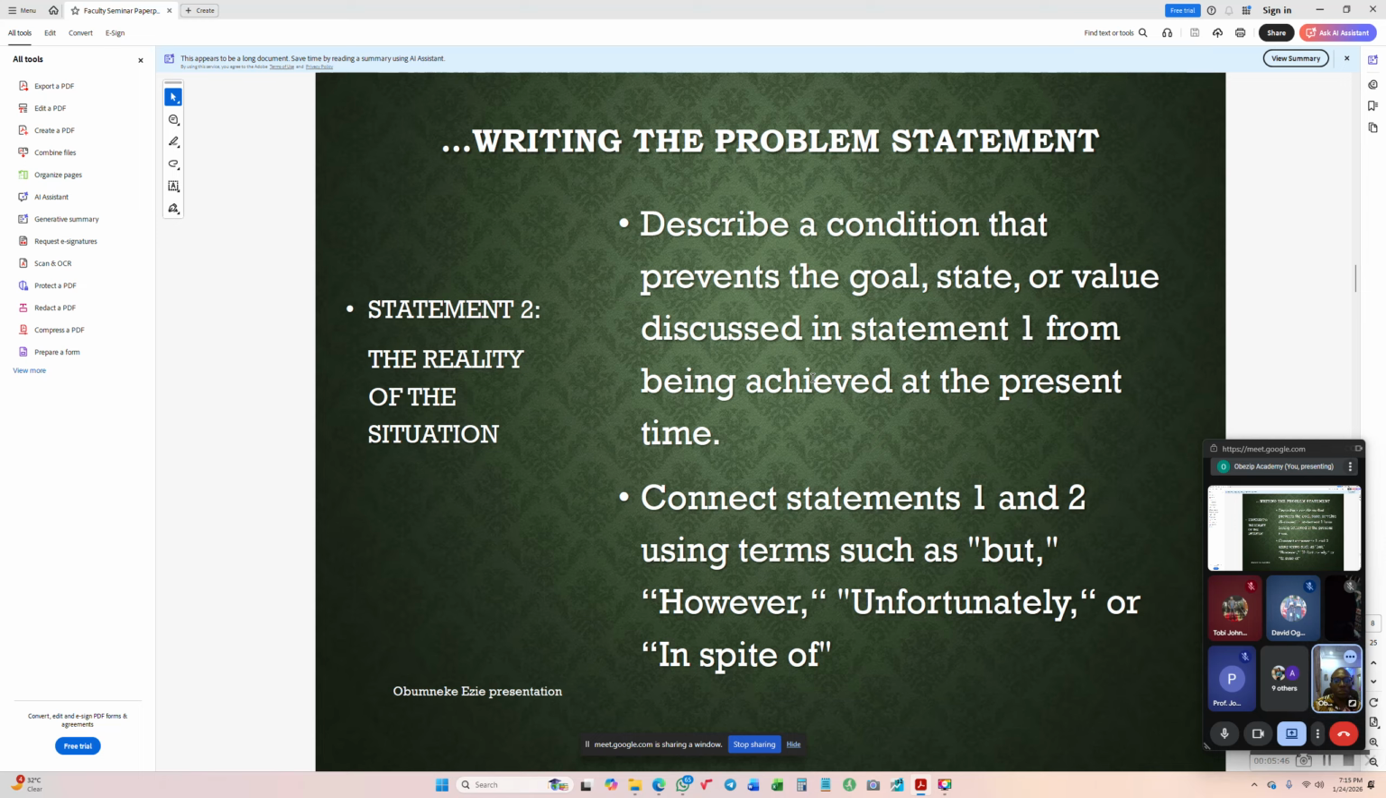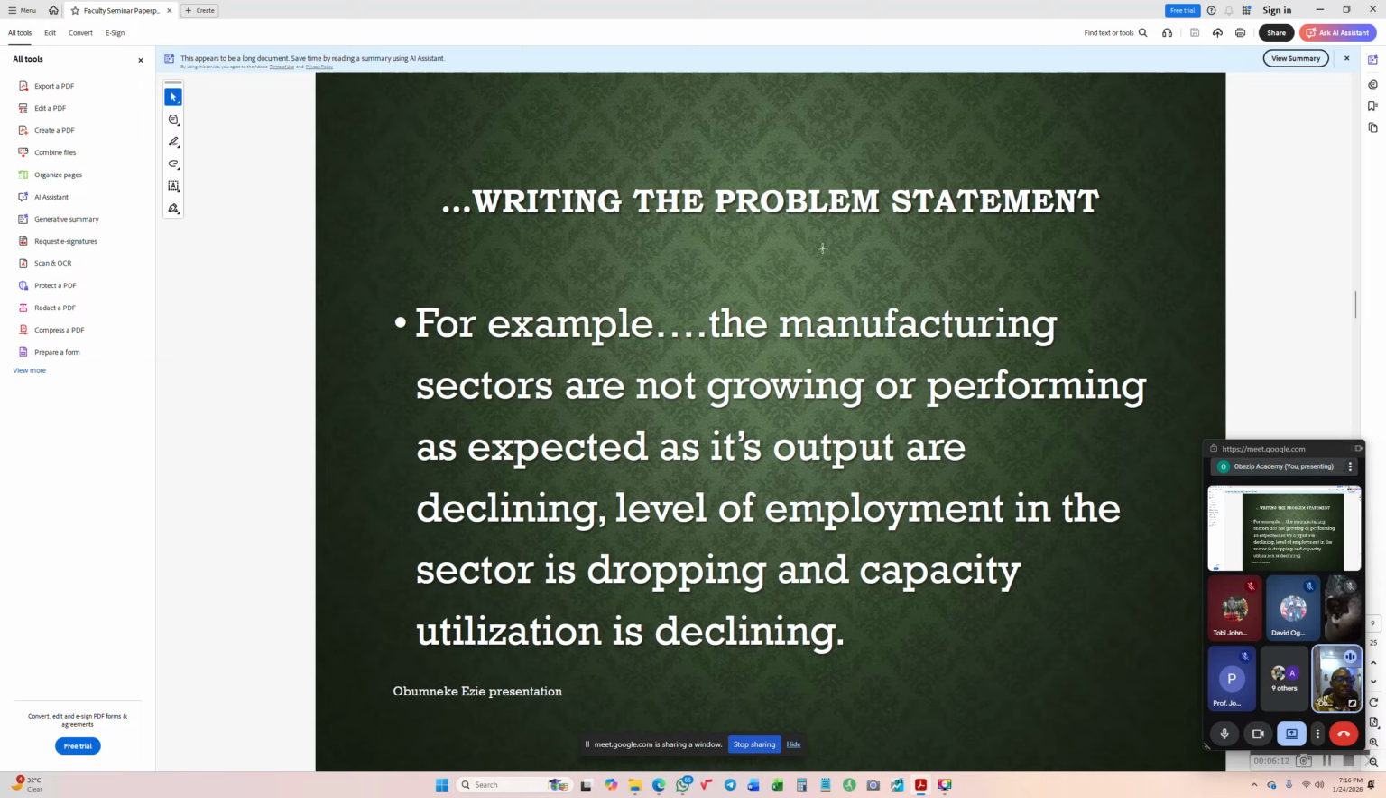Great, right? So we describe this situation on ground. What is the reality on ground? We've already known the ideal situation, which is that the manufacturing sector is supposed to be this and this and that. Now, what is the reality that made us want to go into that particular research? And of course, we have to connect that reality on ground using certain statements such as however, unfortunately, or in spite of. Okay?